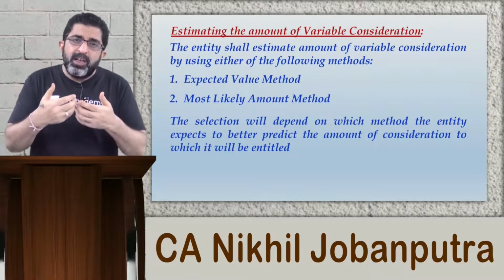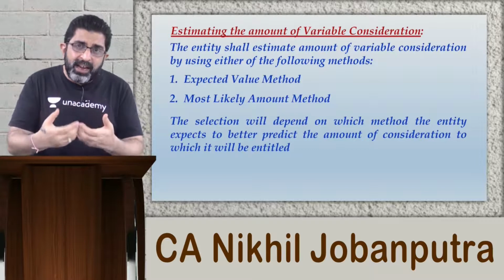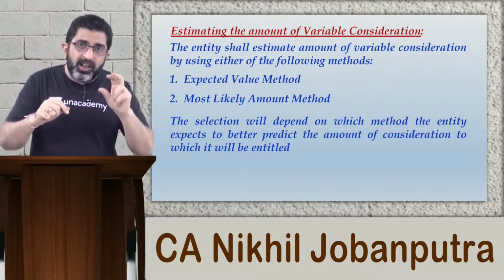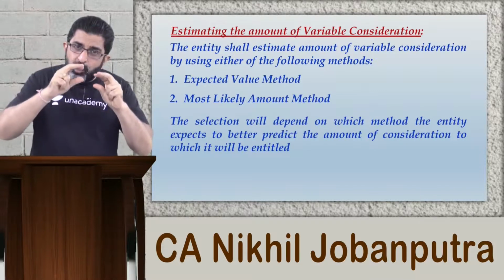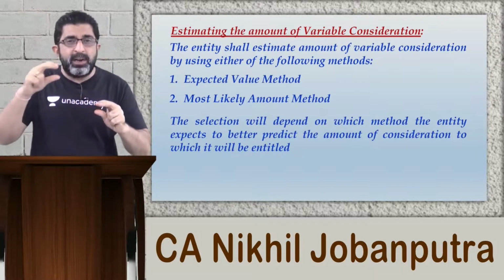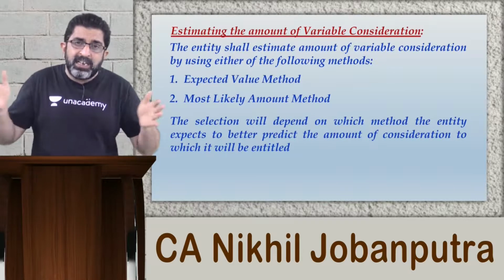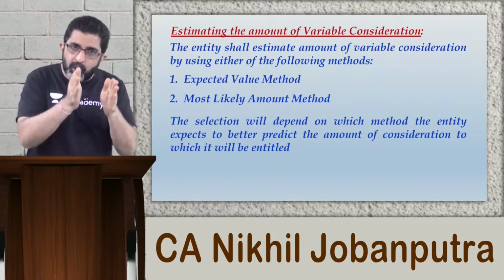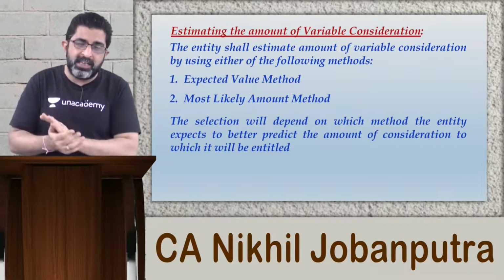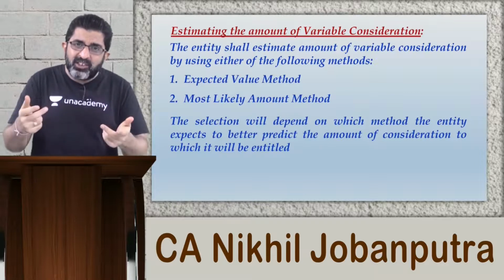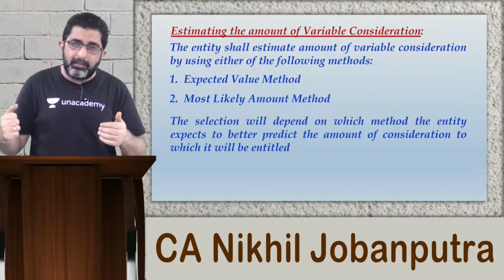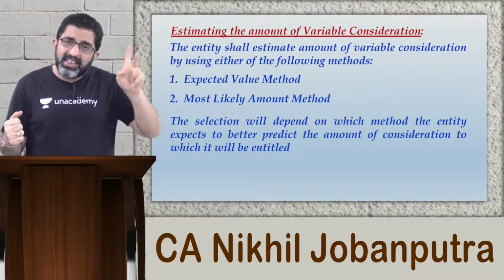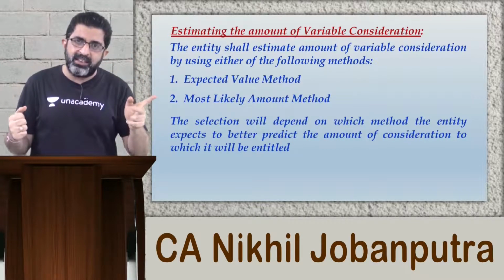For example, the entity is entitled for a certain type of quality bonus. Either the quality bonus will be given or it will not be given. So, we do not have multiple outcomes, just two outcomes. Either the bonus will be given or the bonus will not be given. Then, in such case, there are no multiple outcomes along with their associated probabilities. We have just two outcomes, either to get the revenue or not get the revenue.